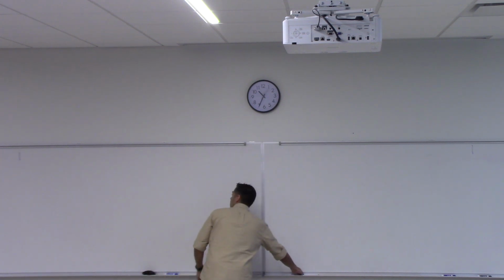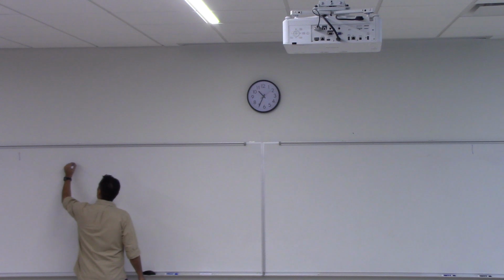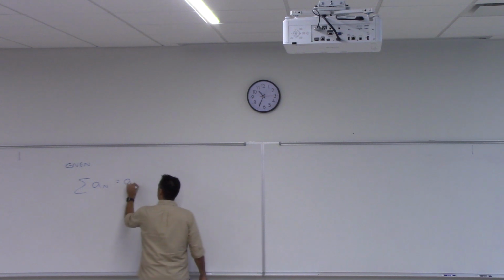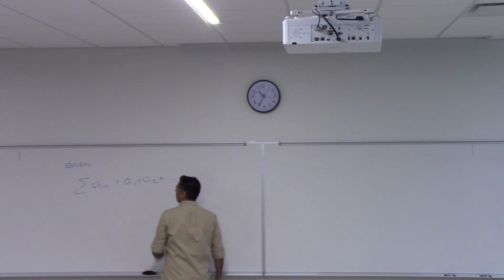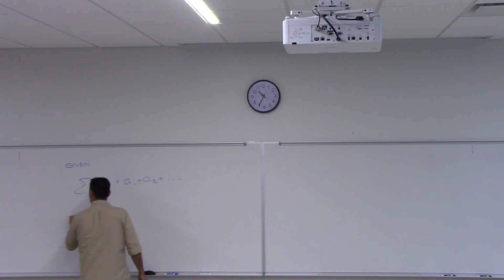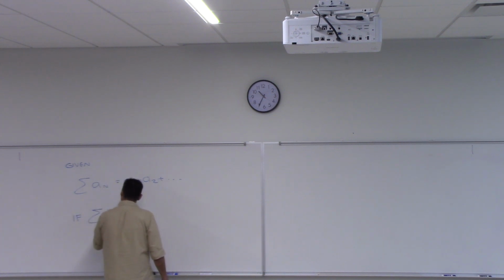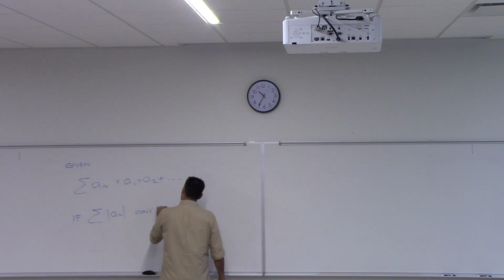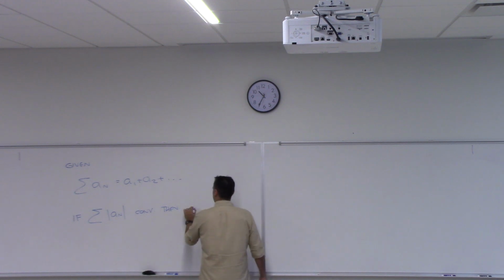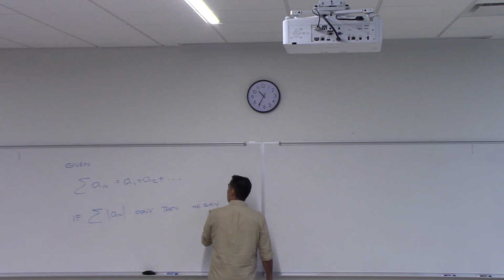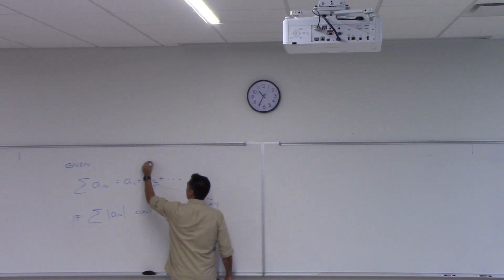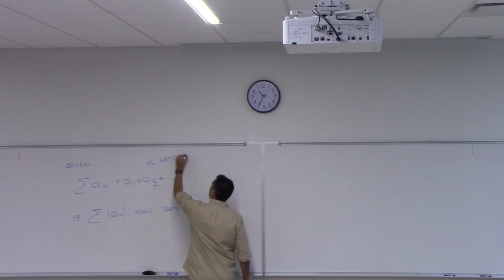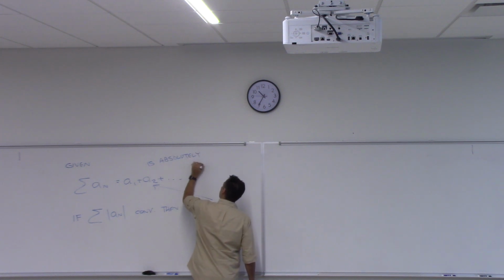All right, and what we have is this. It's a definition. So let's say you're given some series, right? We know this just means adding all these things up, right, forever. Then if the sum of the absolute value converges, then we say that this is absolutely convergent.